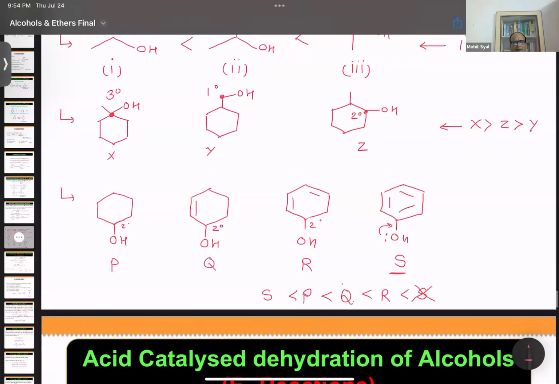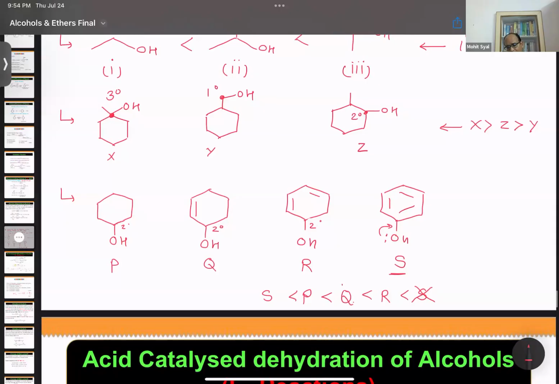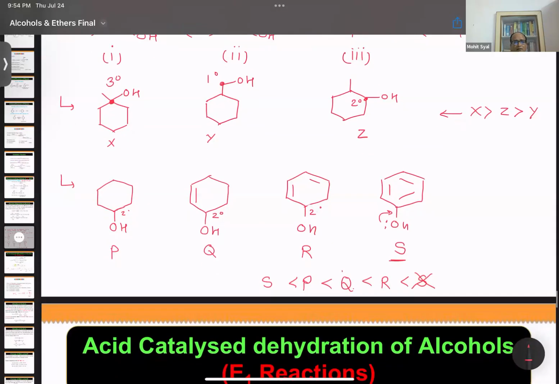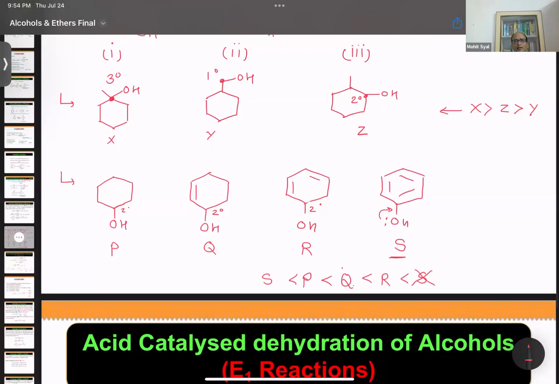The reason is that S has actually become phenol. The double bond has come directly on the carbon atom having the OH, and now the OH is not going to come out so easily. Got it? Is it clear? Any doubts on this?